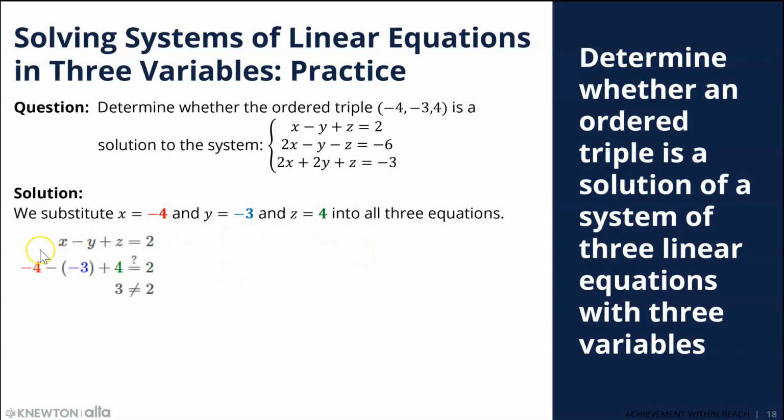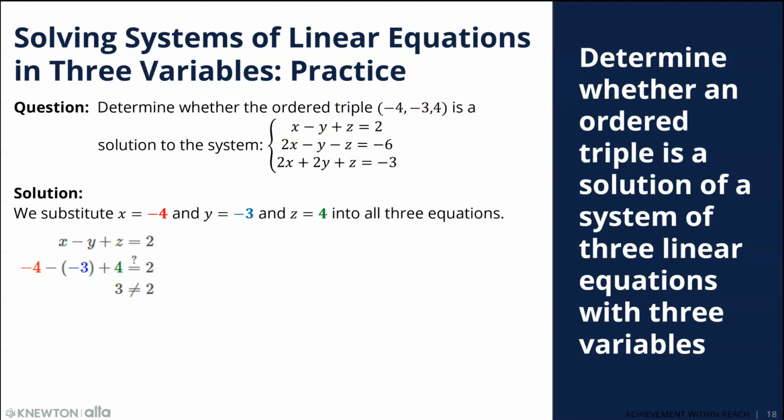So for the first equation, we have x minus y plus z equals 2. For x, we plug in -4. And for y, we replace that by -3. And for z, we replace it by 4. So if we simplify this, -4 minus -3, that is -1. Plus 4 is +3. Now 3 is not equal to 2. That means that this ordered triple here is not on this plane here.